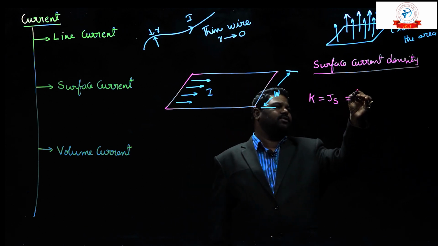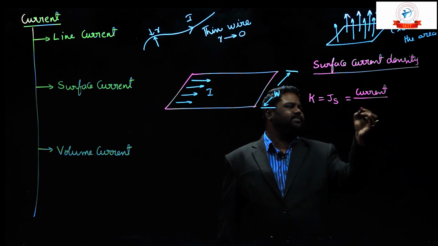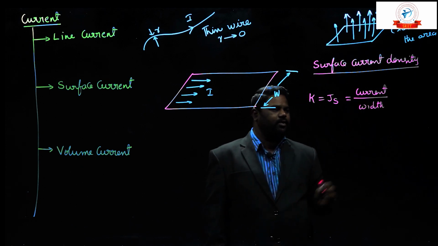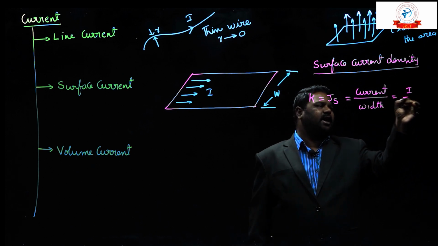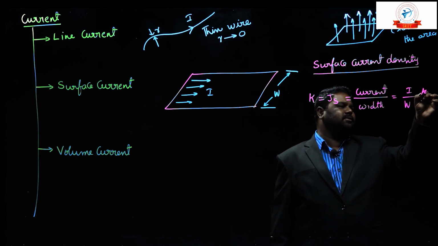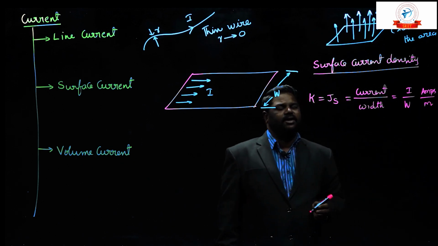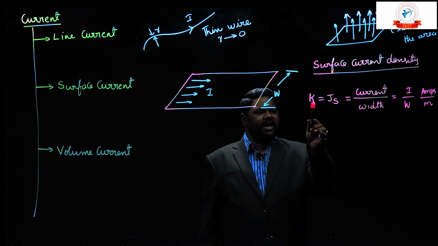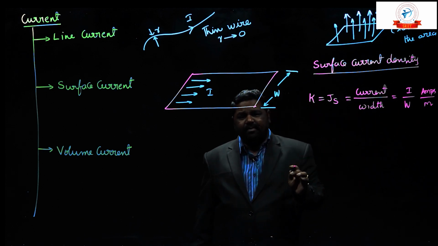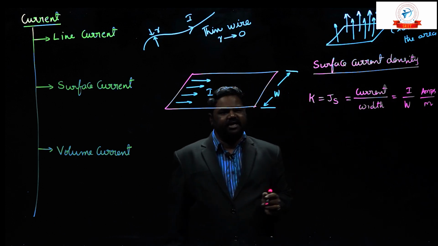So the total current flowing in the sheet and the width it is crossing, the side length it is crossing, is I by W. Current is measured in amps and width is measured in meters. Here you should observe that the sheet current density is measured in amperes per meter. It is not amperes per meter square. It is simply amperes per meter.